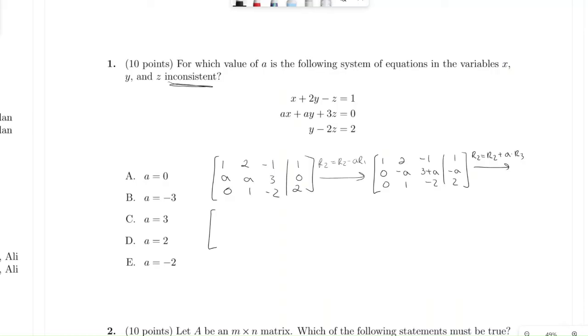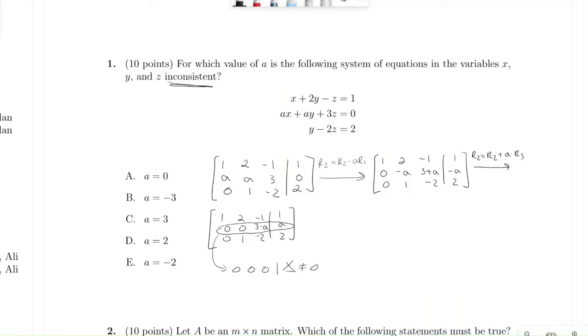So we can do R2 equals R2 plus A times R3. And that gives us 0, 0, 3 minus A now, and then negative A plus 2A, which is A. So at this moment, we can stop and just consider this row, which is the most important one. If our system is inconsistent, that means there's no solution. So we would have this row being 0, 0, 0, and then some non-zero term.